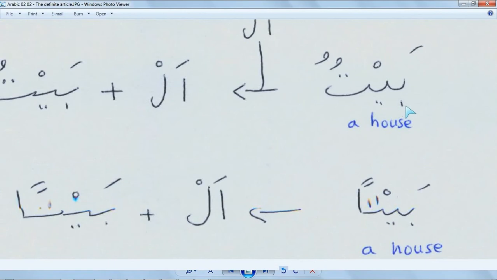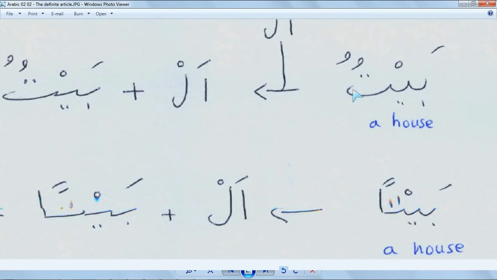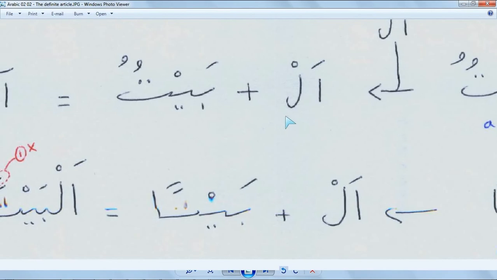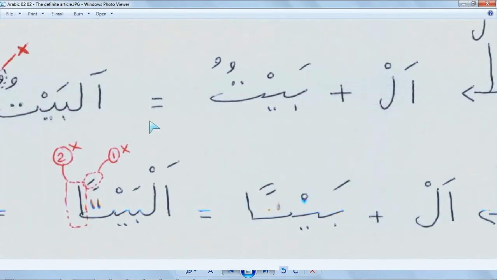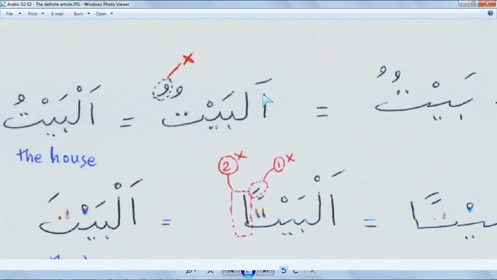So let's take this word here, baytun, a house. Remember, the letters that make up this word are ba, ya, and ta. And it doesn't have an alif lam, so we know it's indefinite and it has this nunation. Now if we literally just added alif lam plus baytun together, we would have alif, the fatha, lam, the sukoon's missing but it's there, al baytun.